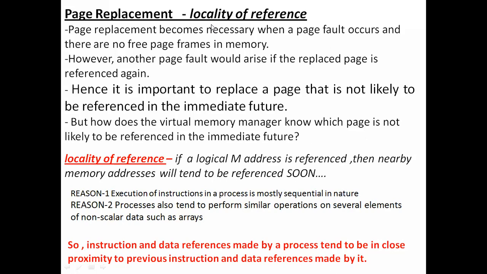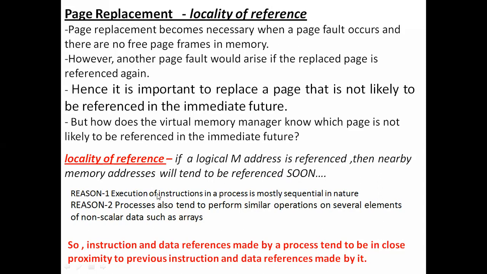So by keeping this in mind, try to understand the locality of reference. Suppose I'm accessing a memory address, then there is a full chance that the nearby addresses will be accessed soon or in future. Why do we assume it like this? Mainly because of two reasons.